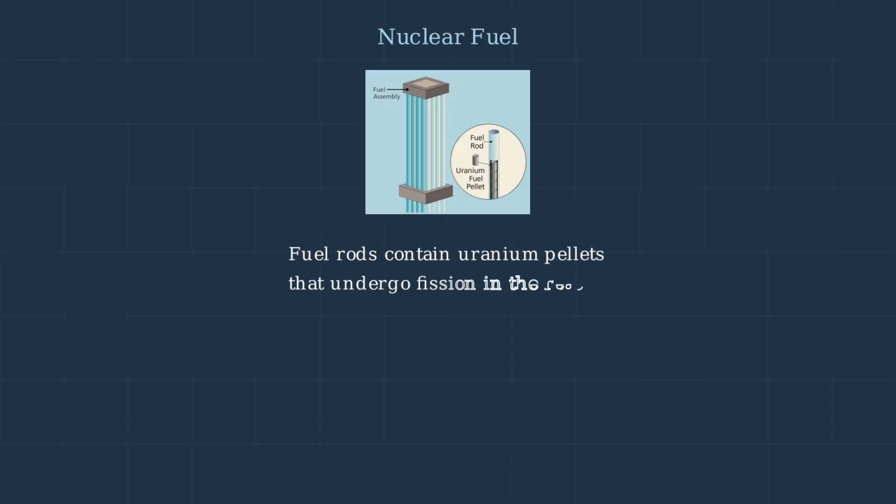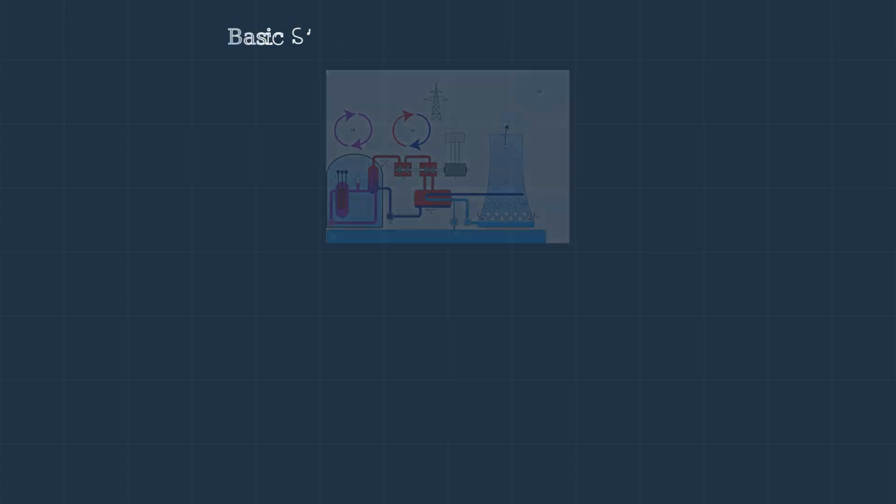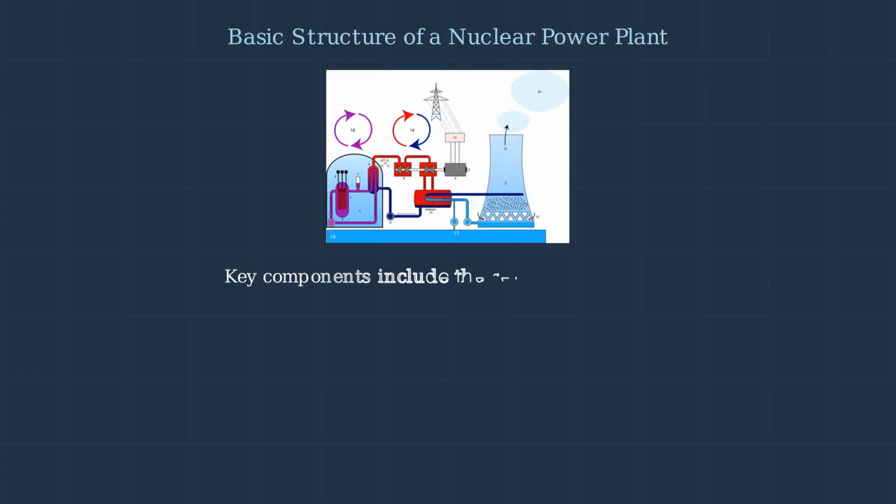Nuclear power plants use uranium fuel rods arranged in assemblies. Inside the reactor, these fuel rods undergo controlled fission reactions. A nuclear power plant consists of several key components working together to convert nuclear energy into electricity safely and efficiently.